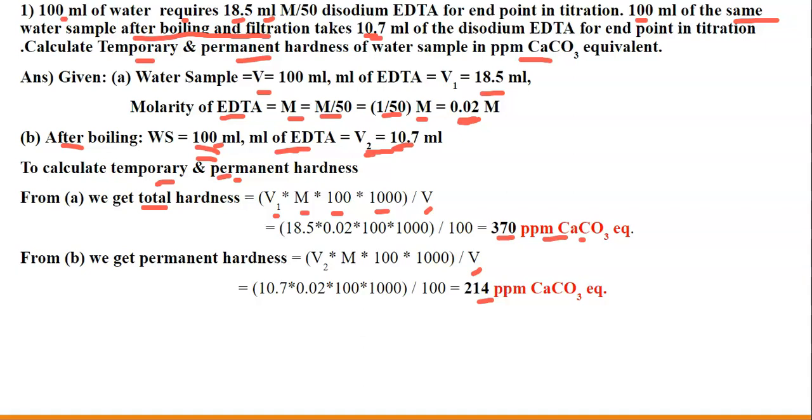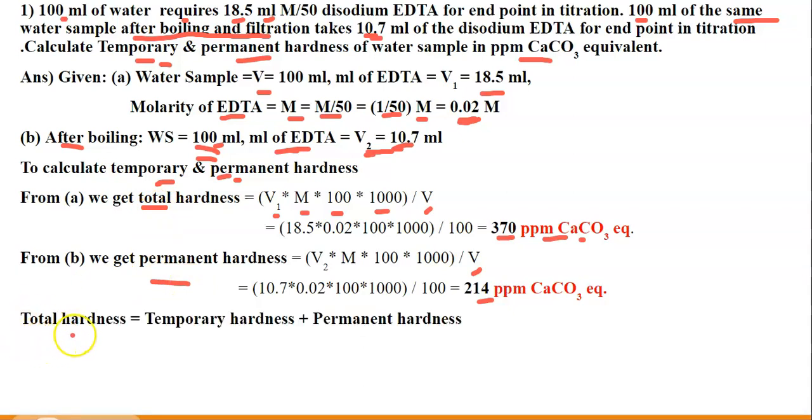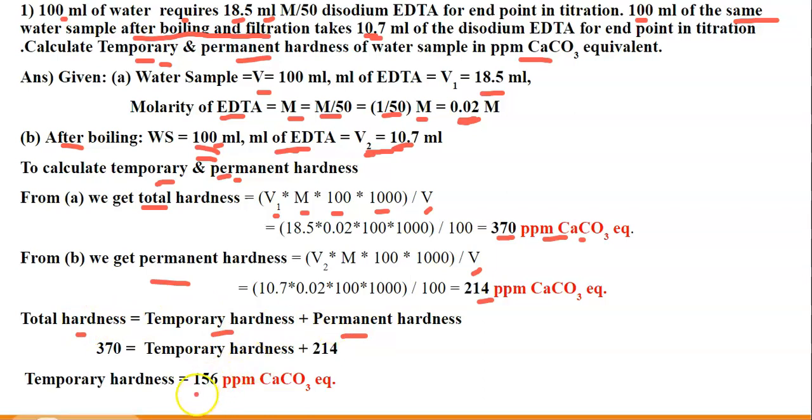But in the question, they have asked us for temporary and permanent hardness. So we have total hardness, we have permanent hardness, and now we need temporary hardness. We know that total hardness is equal to the sum of temporary hardness plus permanent hardness. So temporary hardness would be total hardness minus permanent hardness. If you do it, the answer is 156 ppm of calcium carbonate equivalent, which is your temporary hardness.